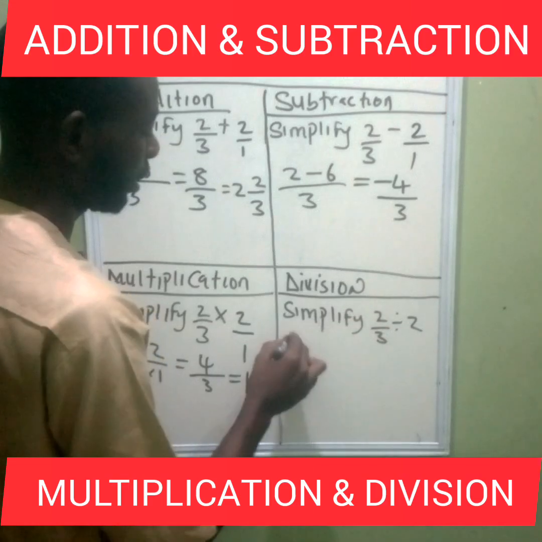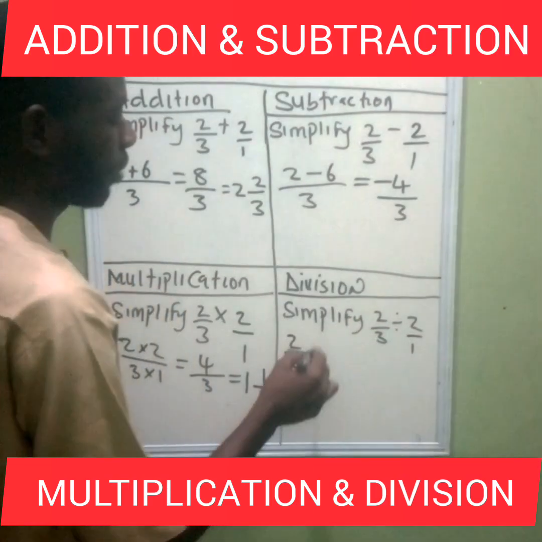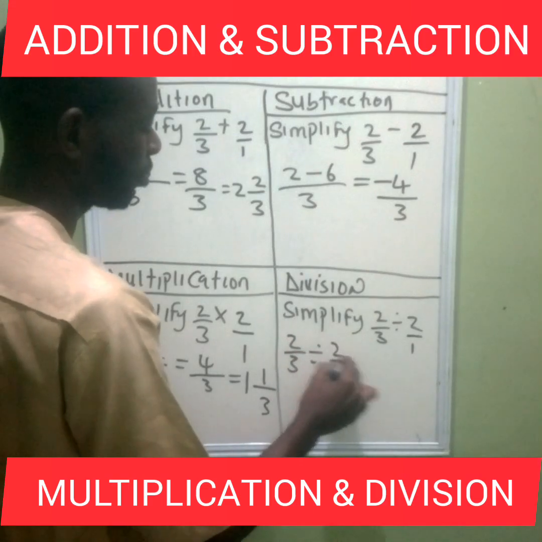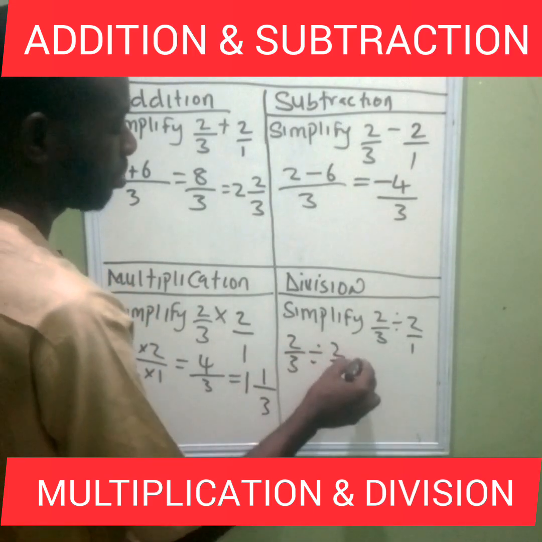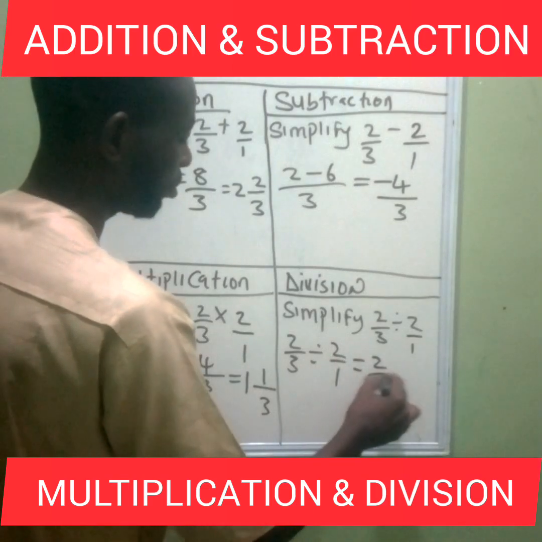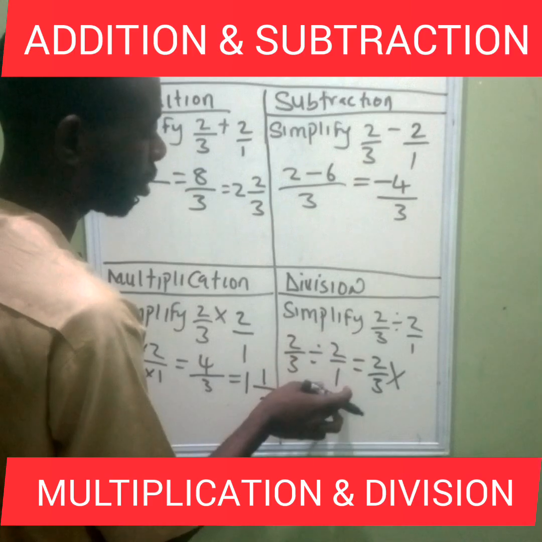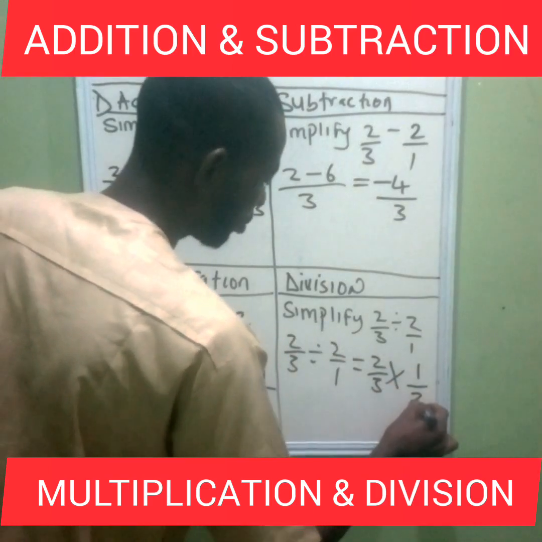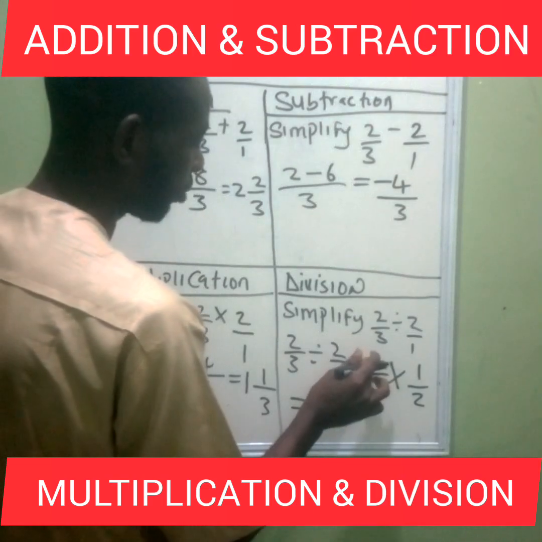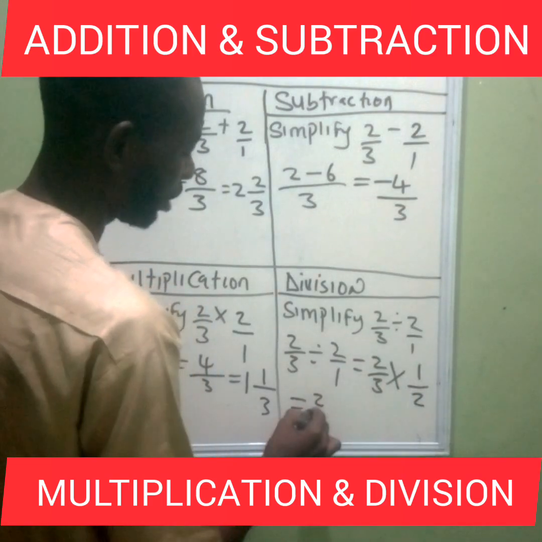2 all over 3 divided by 2. We say that this one is having a denominator of 1, so it's 2 over 1. We say that in division, we are going to change the division sign to multiplication. So we are going to have 2 all over 3 times, and you see this 2 that is up will come down. Then the 1 will go up. You have 1 all over 2. So in that case, we are going to have 2 times 1 is 2, and 3 times 2 is 6.